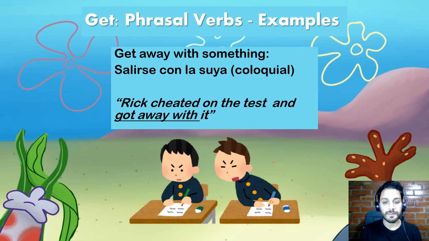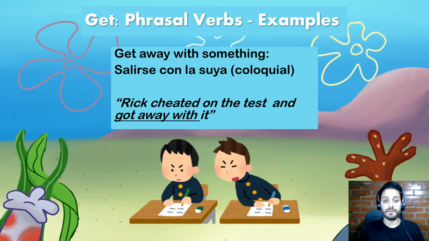And we have the example here. Two kids. The one on the right is Rick. He's cheating on the test. He's looking at his classmates' answers. And nobody noticed it, and he got a good mark. So Rick cheated on the test and got away with it. Y se salió con la suya.